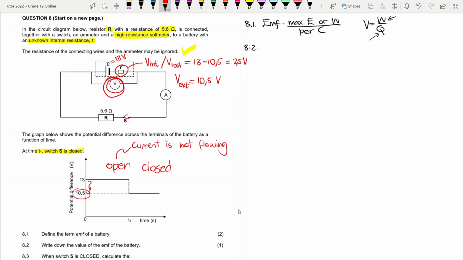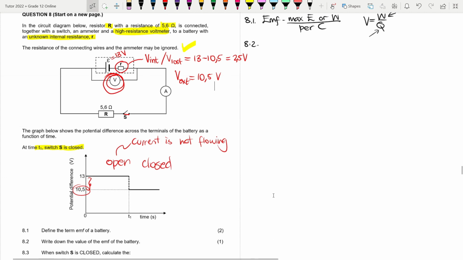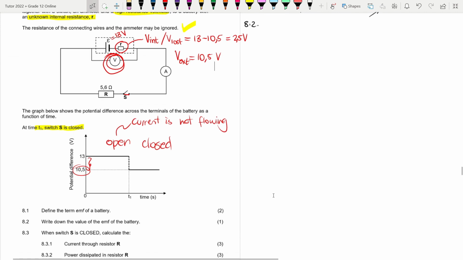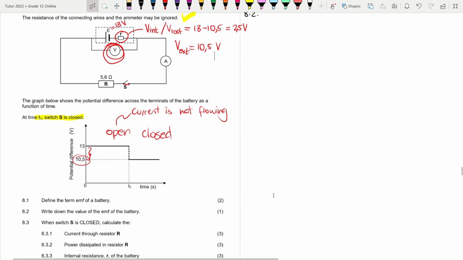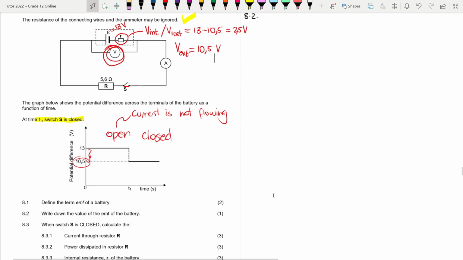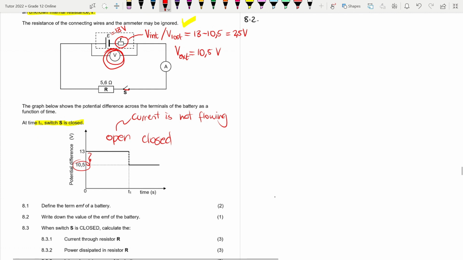So that's exactly what I wanted to hear from you guys. You break down the whole question before you even go to the questions. That's good practice. Okay, 8.2 was to write the EMF. We already know that, so we just have to write it for 1 mark. So it's 13 volts.